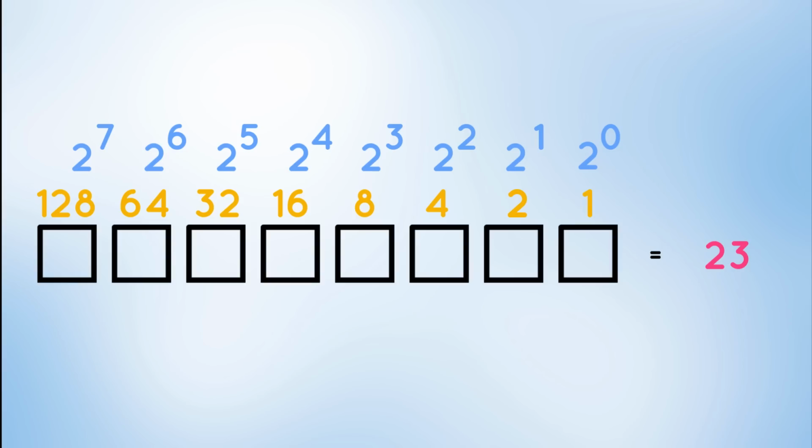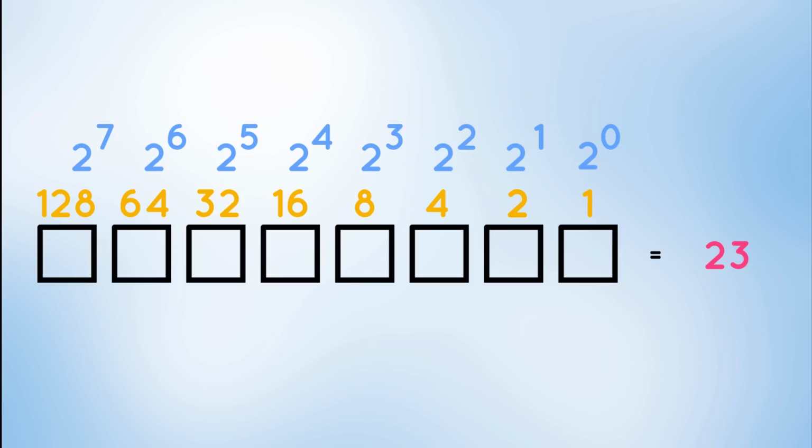Now each box can only accept one of 2 values, 0 or 1. So we want to put in binary the number 23. We wish to represent this number in binary format. So what we do is we start with the highest value, 128, and ask ourselves, is this value in the number 23?